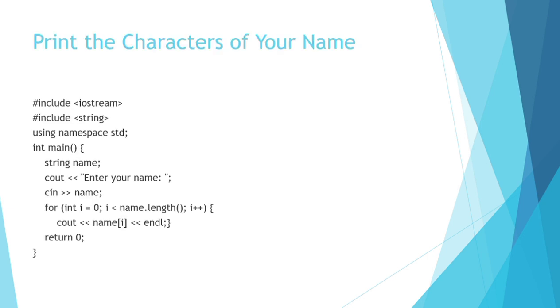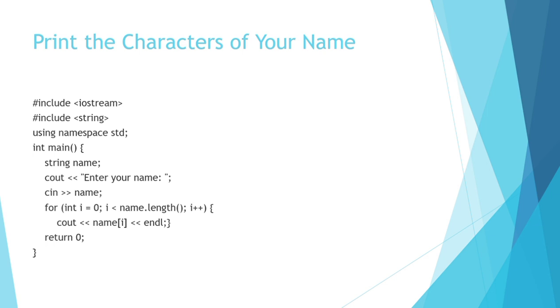Print the characters of your name. string name. This line declares a variable name of type string, which will be used to store the user's input. The string type can hold sequences of characters, text, such as a name. cout << "Enter your name". This line prints the message "Enter your name" to the console. It uses cout, character output, to display the prompt for the user. cin >> name. This line takes the user's input and stores it in the name variable.